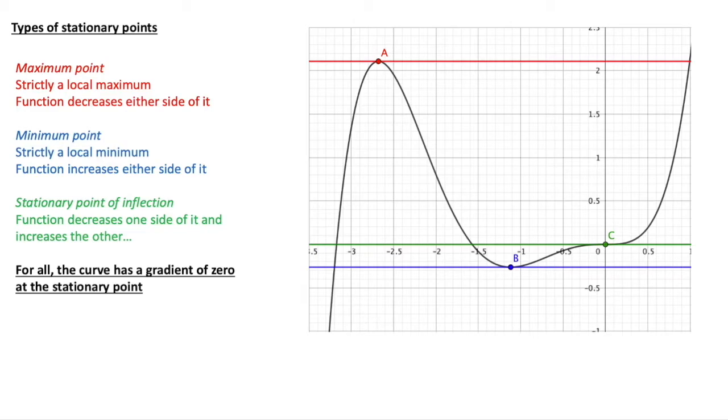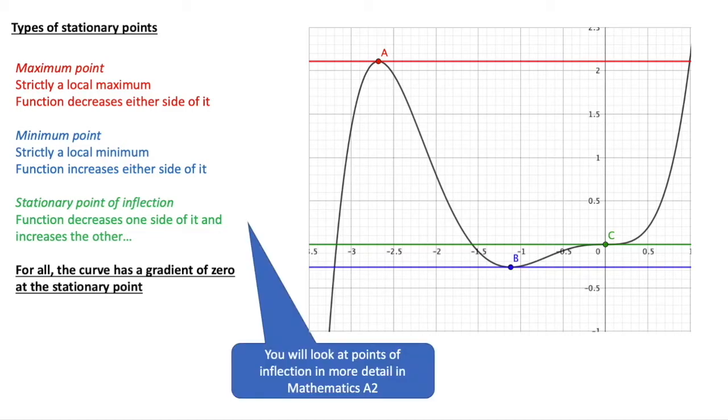For all of these, the curve has a gradient of 0 at the stationary point, and we can see that because the tangents drawn to each point are flat, i.e. they have a 0 gradient. Incidentally, you will look at points of inflection in more detail in Maths A2. There's quite a bit more to them.